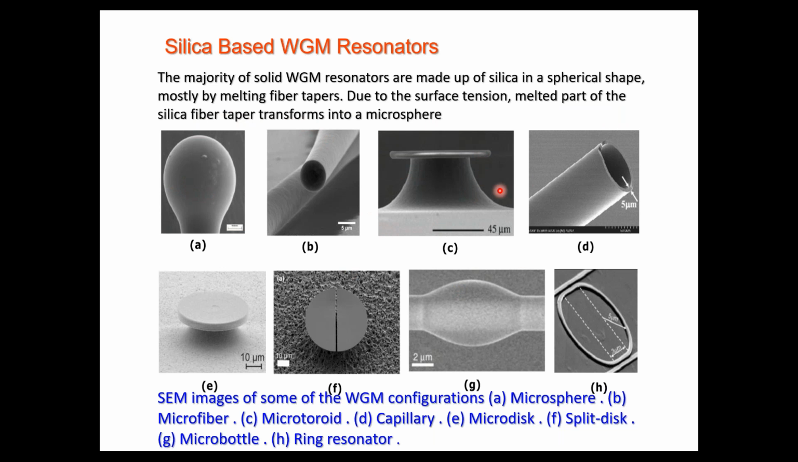But these are more complicated structures which require much technological assistance to fabricate. Okay, it is a microsphere, then a microfiber, microtoroid, capillary, microdisc, split disc, microbottle, and ring resonator.